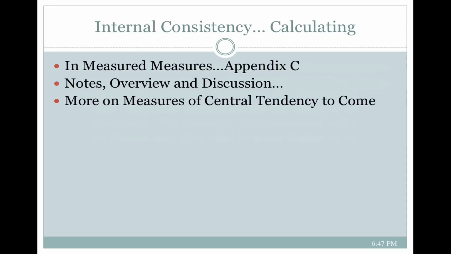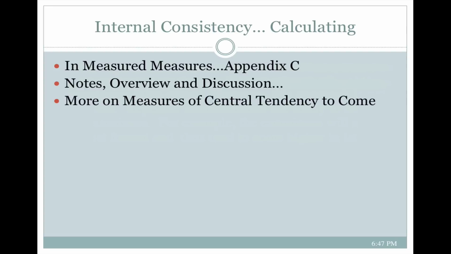One can compute internal consistency. In Blackboard, there is a section under optional readings. It's called Measured Measures. And in Appendix C, you'll see that there is information on how to compute the internal consistency. I'm not going to go into it here because it's not central to our course or the curriculum for the course. But if you're particularly interested in this, to see how this works by establishing the variance of the set and the average distance of each item from that average, and then computing internal consistency, you're welcome to take a look at Measured Measures Appendix C.